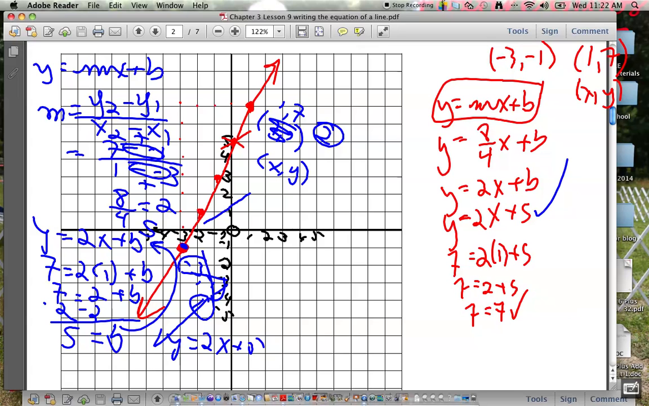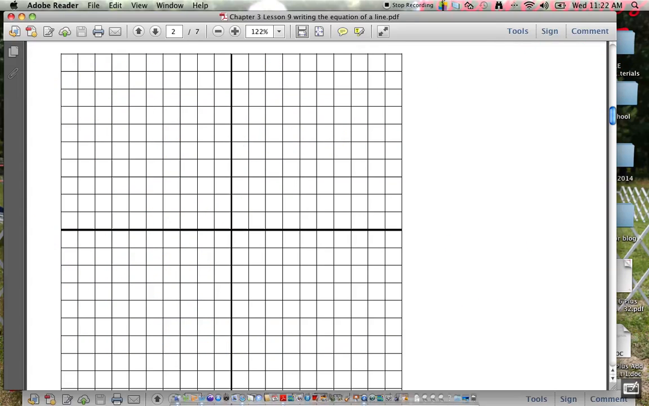Okay, let's try the next line that it has on there. What does it say there? 0, 5, and 3, 2? 0, 5, 3, 2. Go ahead.